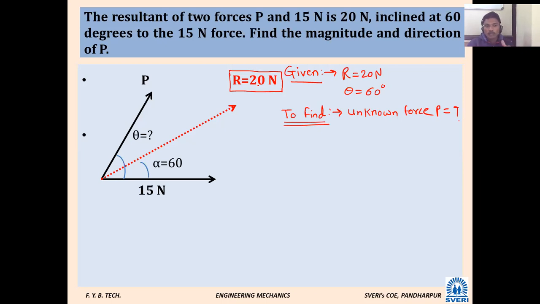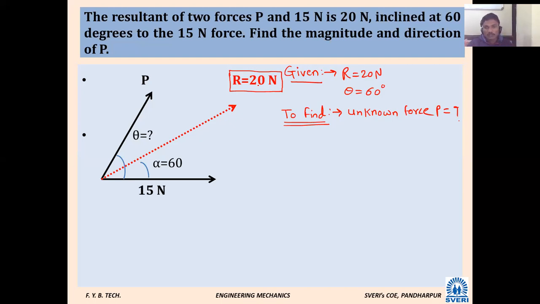One is 15 Newton and another one is force P. But the resultant of these 2 is a 20 Newton force. That is a resultant, so you should not say now that one is also a third force. So it is not the case. Means LHS is equal to RHS, something like this.